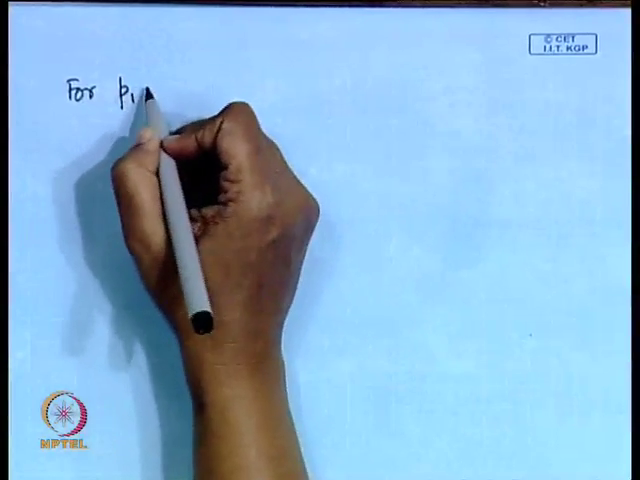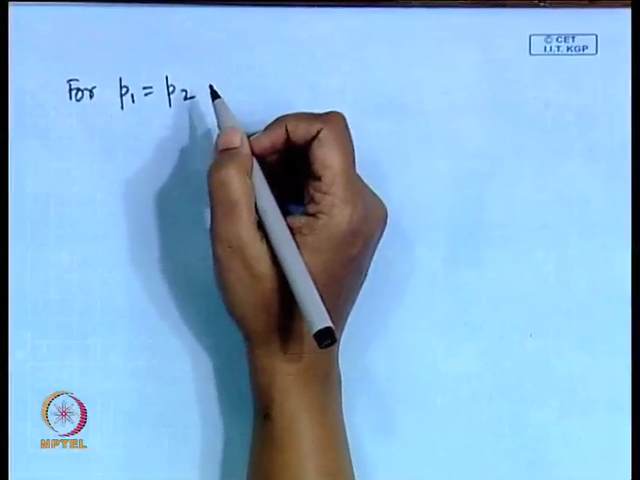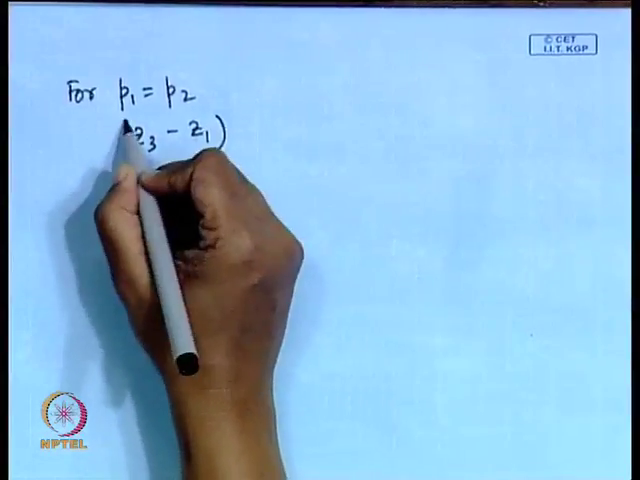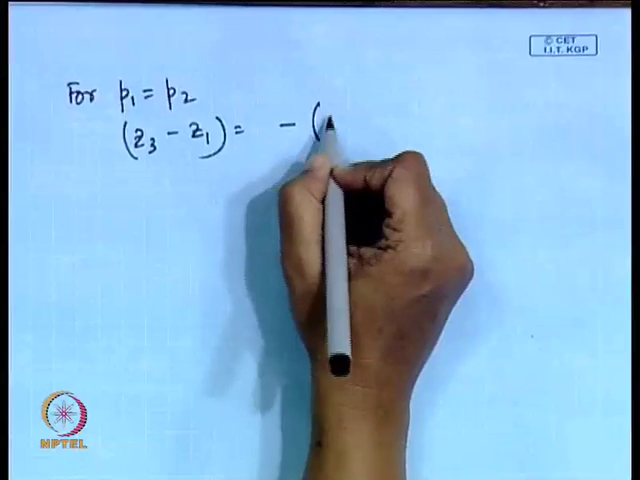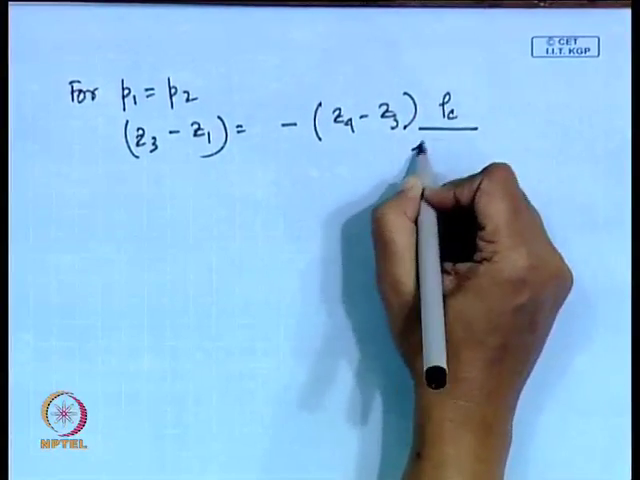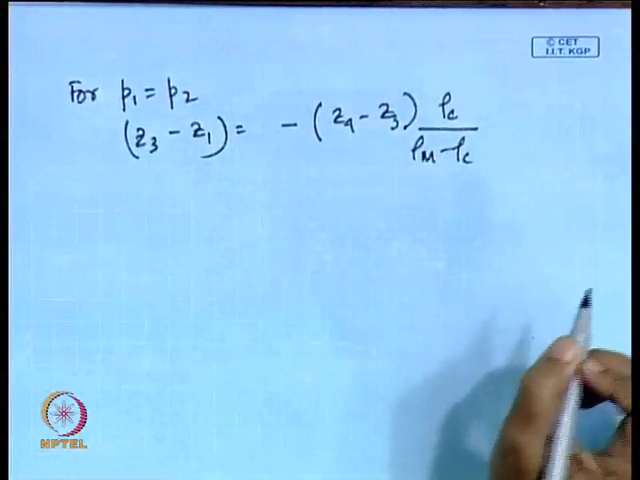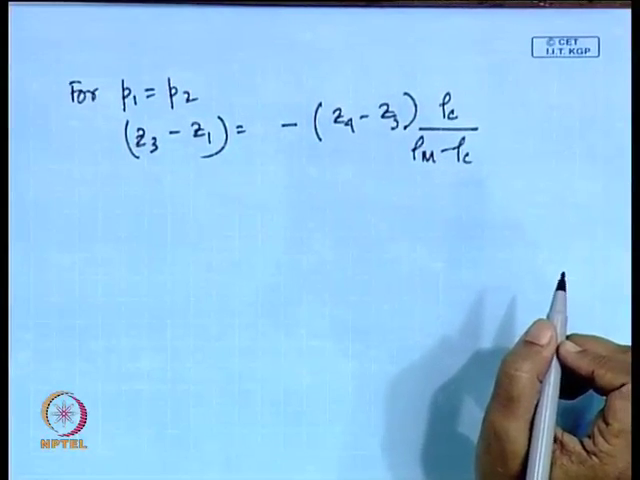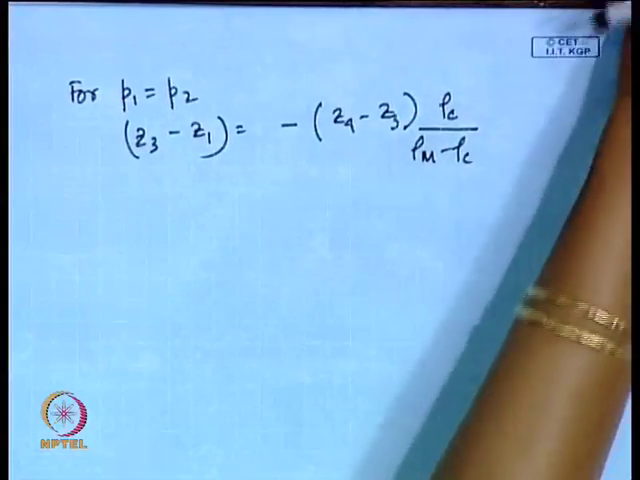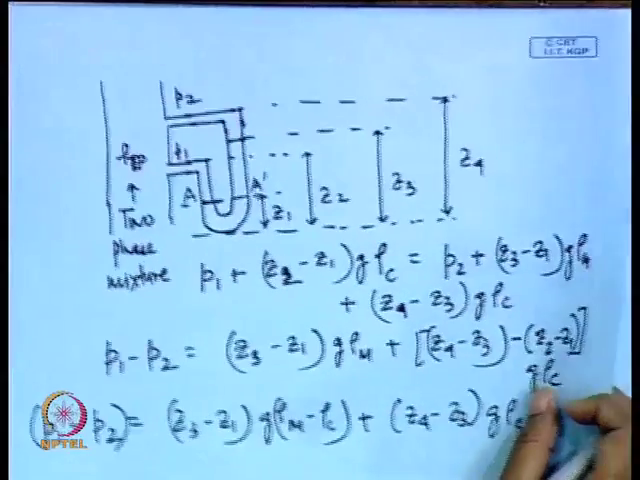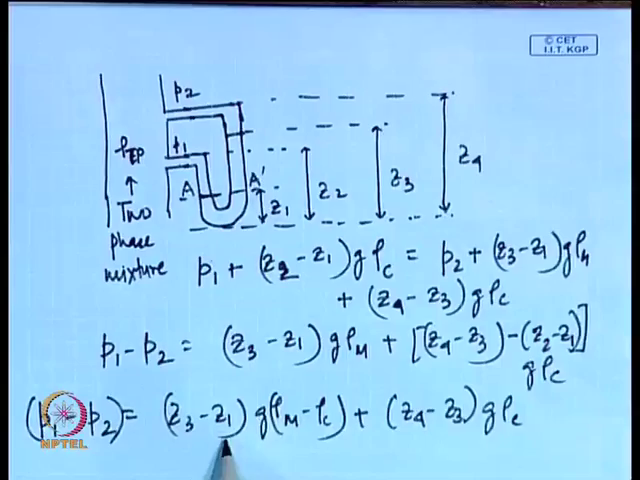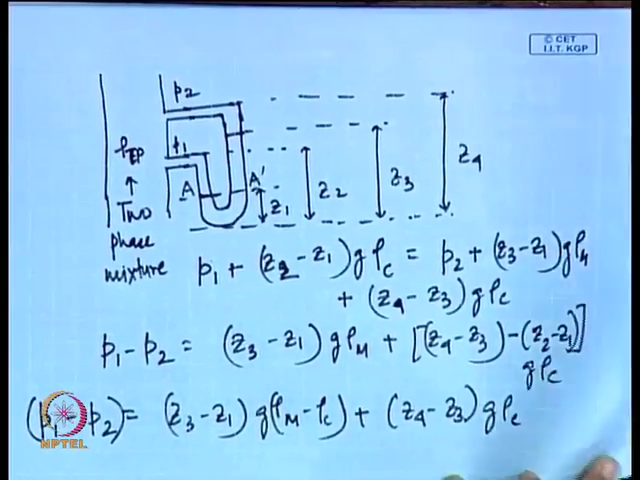Just do it and tell me: when P 1 minus P 2 equals 0, or when P 1 equals P 2, under that condition what do you get? It is going to be Z 3 minus Z 1 equal to minus Z 4 minus Z 3 times rho C by rho M minus rho C. Which one? P 1 equal to P 2? Oh, previously? Which one, P 1 minus P 2 equal to this one, do you mean Z 3 minus Z 1 G rho M plus Z 2, it's all right.